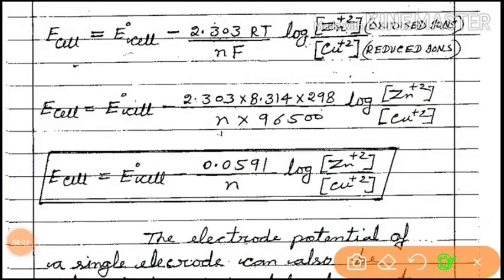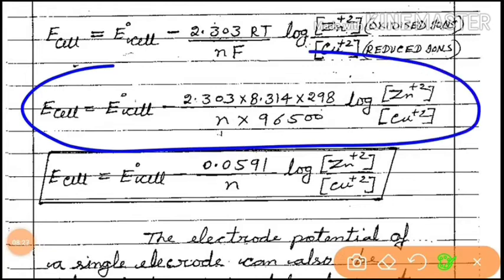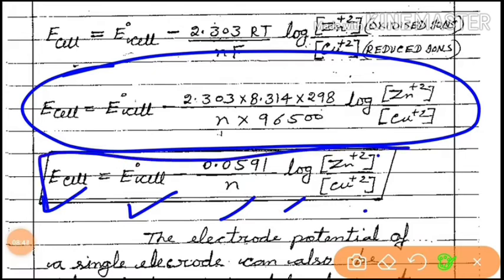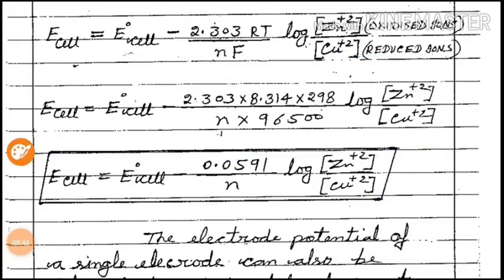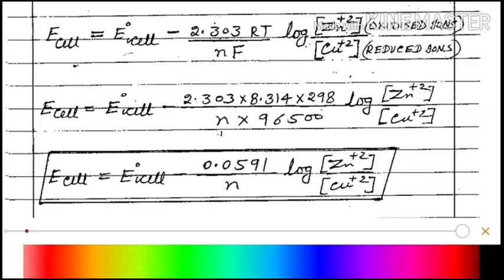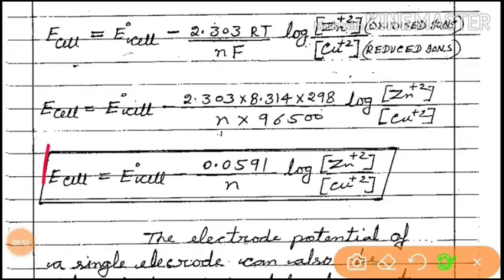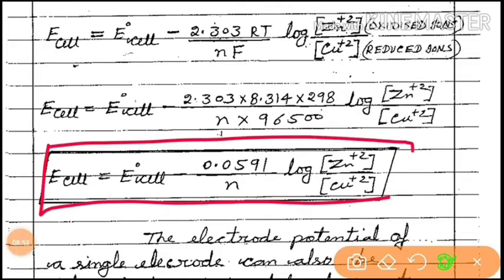So I hope you have understood this equation as a whole. In the simplest and shortest way, we can write the formula of E cell as E cell is equal to E naught cell minus 0.0591 upon N log Zn plus 2 upon Cu plus 2. So this is the overall expression which we use in the various numericals. Whenever any question is related to the Nernst equation, we use this expression.